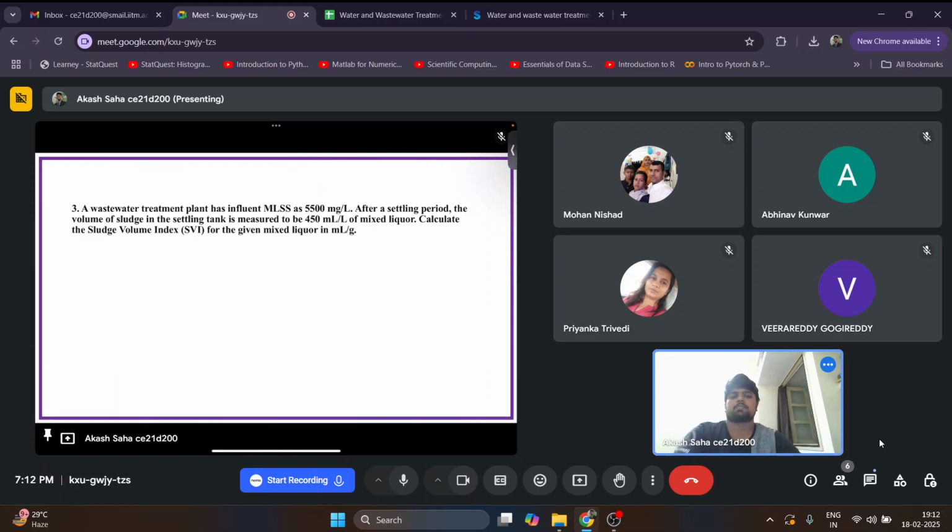Next problem. A wastewater treatment plant has effluent MLSS, that is the mixed liquor suspended solids, as 5,500 milligram per liter. After a settling period, the volume of the sludge in the settling tank is measured to be 450 ml per liter of mixed liquor. Calculate the sludge volume index for the given mixed liquor in ml per gram. So you have to find out the SVI, or sludge volume index.